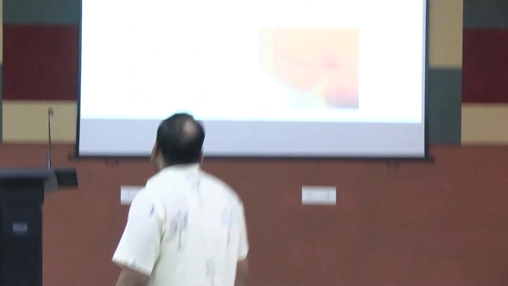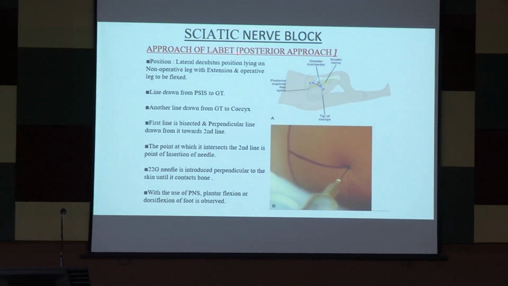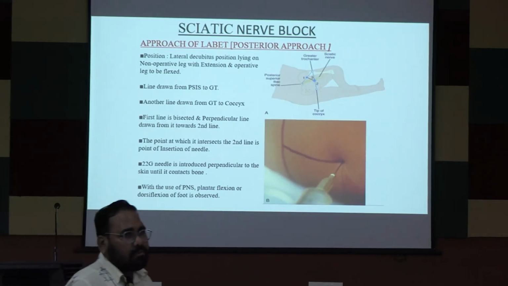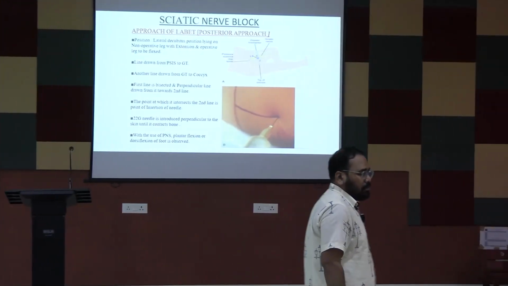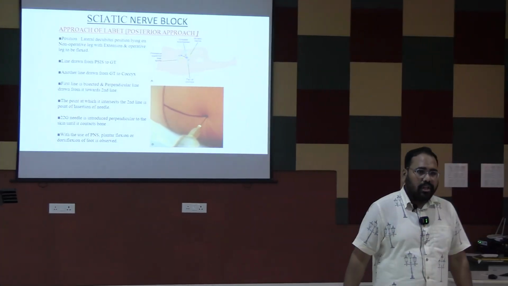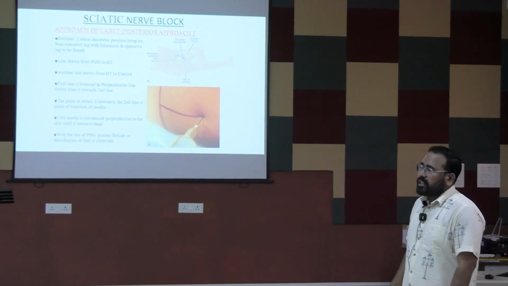Okay, there is the sciatic nerve block. There is an approach called the Labat approach, that is the mostly used technique, that is a posterior approach. Otherwise, lateral approach can be done, anterior approach can be done. Okay, in the posterior approach, the patient has to be taken to lateral decubitus posture with the non-diseased leg, the non-fractured leg, extended and the fractured leg slightly flexed over it.